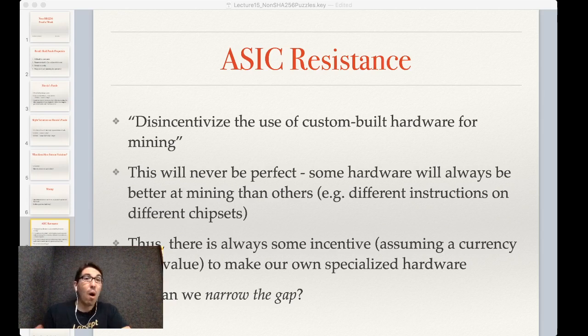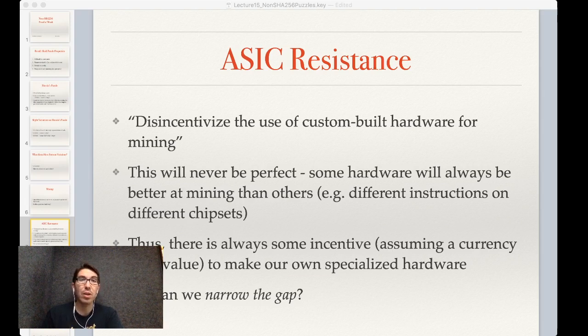Okay, so there will always be an incentive to make ASICs. It should always be possible to make something that really is an application-specific integrated circuit, right? Some hardware that is specifically meant for whatever algorithm we're using. But can we narrow that gap? Can we make it so that creating specialized hardware might give you a 1% bump in efficiency, as opposed to orders of magnitude, where it then is not worth it to develop these ASICs?